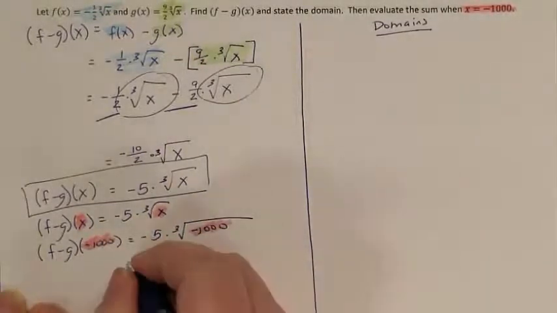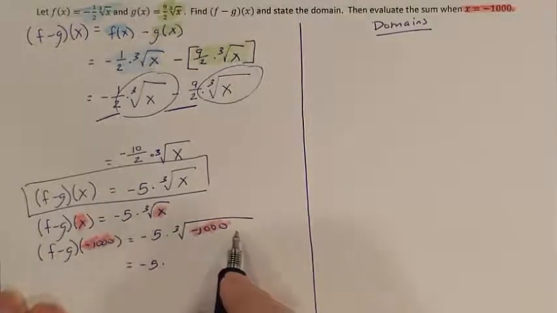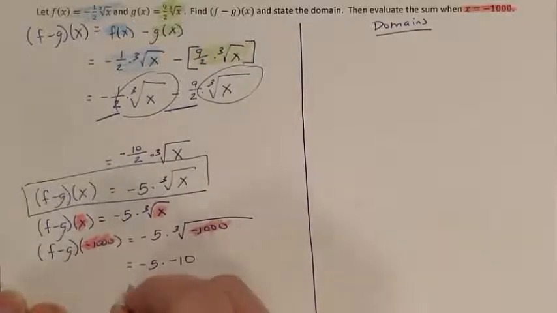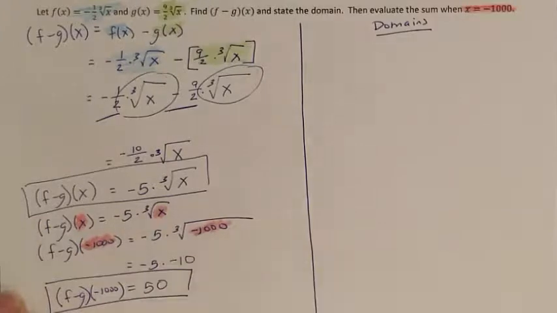So let's evaluate. So I have negative 5 times the third root of negative 1,000, which is a negative 10. Negative 5 times negative 10 is a positive 50. So my f minus g at negative 1,000 is a positive 50.